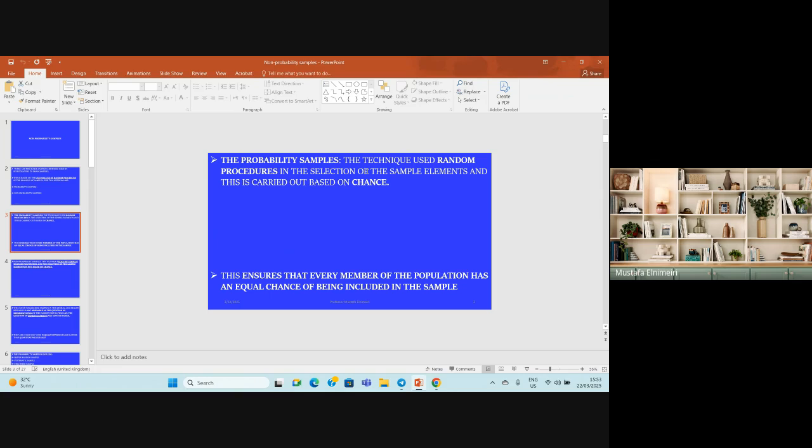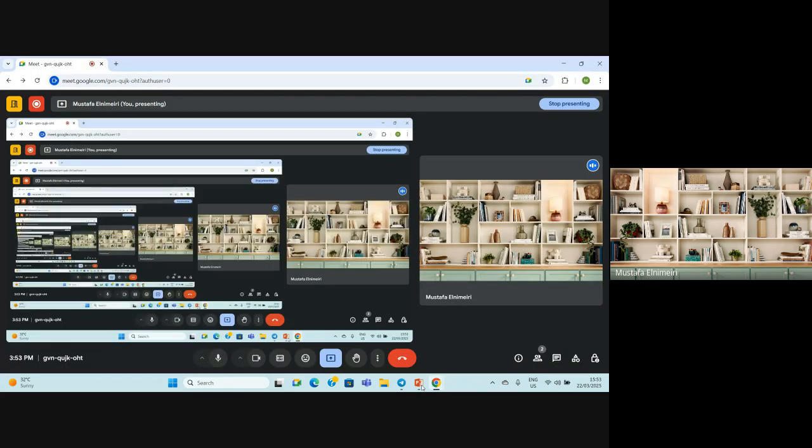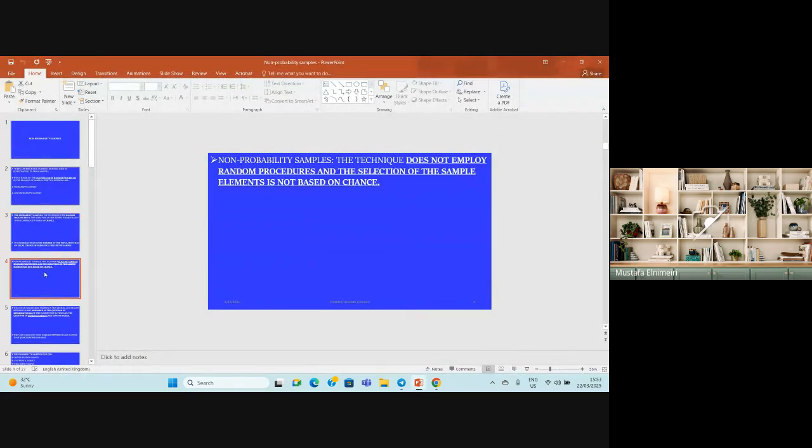The probability samples are a method that uses random procedures in the selection of the sample elements, carried out based on chance. This ensures that every member in the population has an equal chance of being included in the sample. Then we talk about the non-probability samples, which is a method or technique that does not employ random procedures, and the selection of the sample elements is not based on chance.